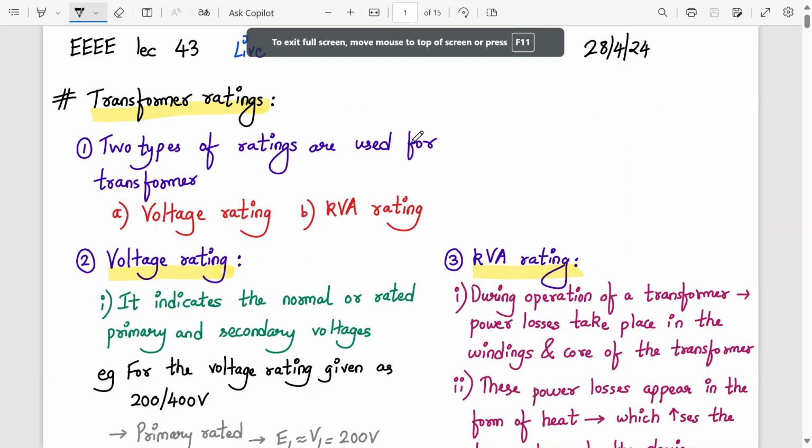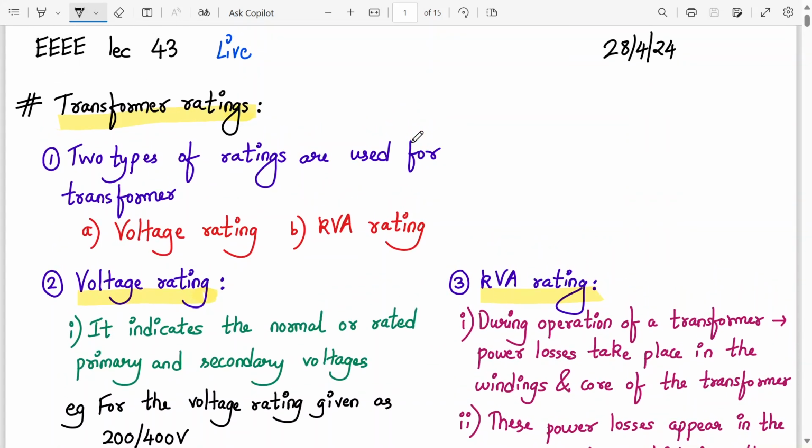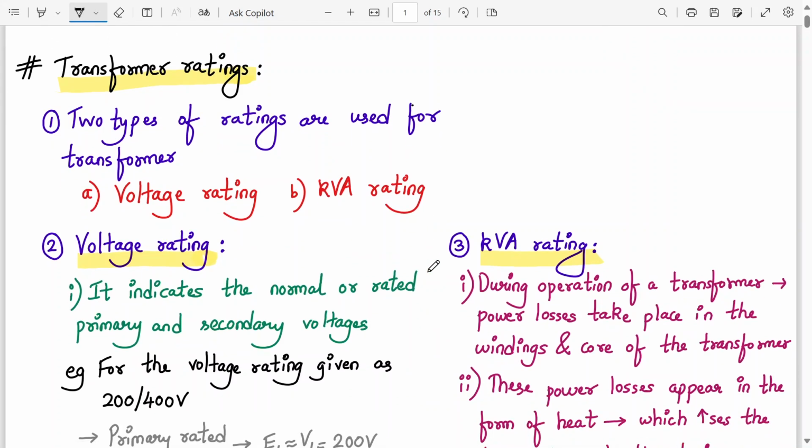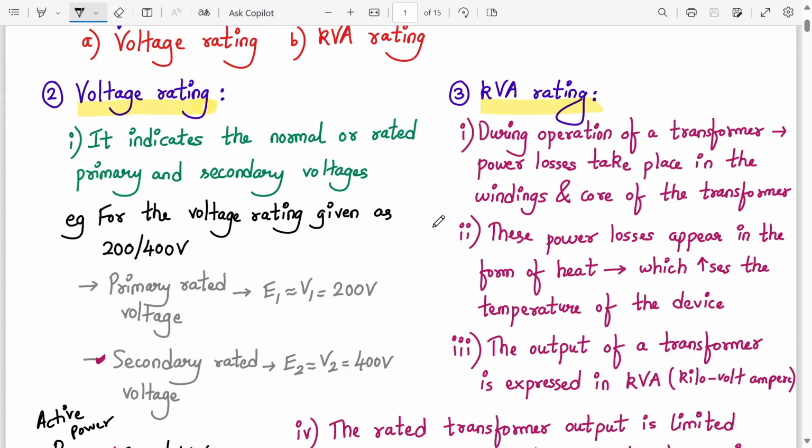Let us see now quickly transformer ratings. So write down the topic as transformer ratings, please, in your books. I'll make you write the main topics. So there are two types of ratings for the transformer. One is the voltage rating and other is the kVA rating, kilovolt ampere. Okay? Voltage rating and kVA rating. Understood? Now, voltage rating indicates the normal or the rated primary and secondary voltages.